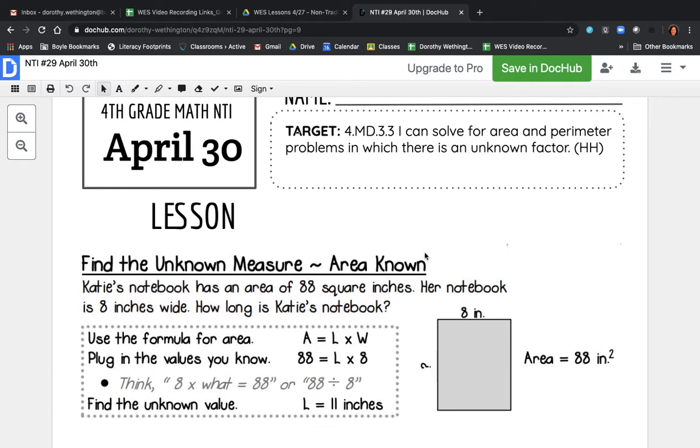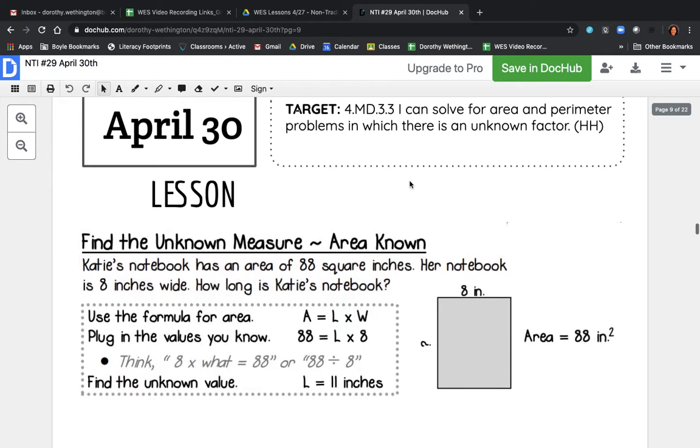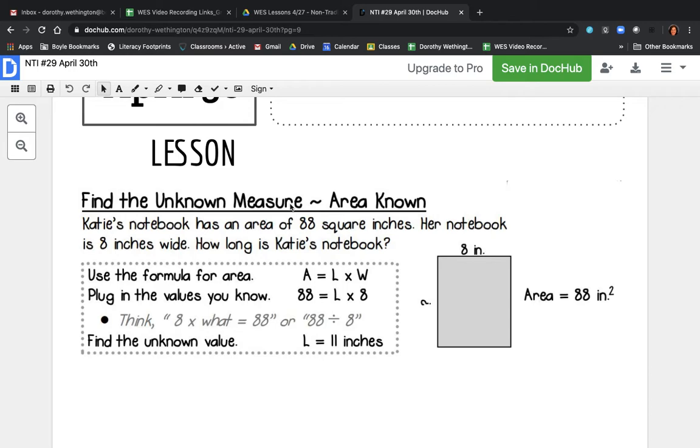Math. I can solve for area and perimeter problems in which there is an unknown factor. Find the unknown measure, area known.